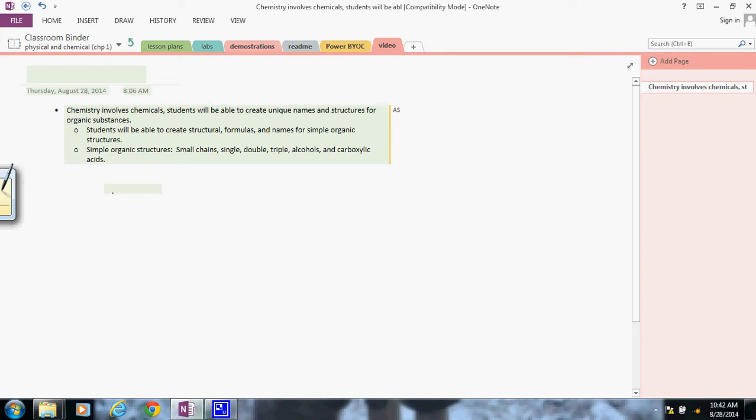So for every chemical, we're going to have a unique name that identifies that chemical. The chemical also has a unique structure. Now, chemicals also have a formula. A formula does not have to be unique to the chemical.